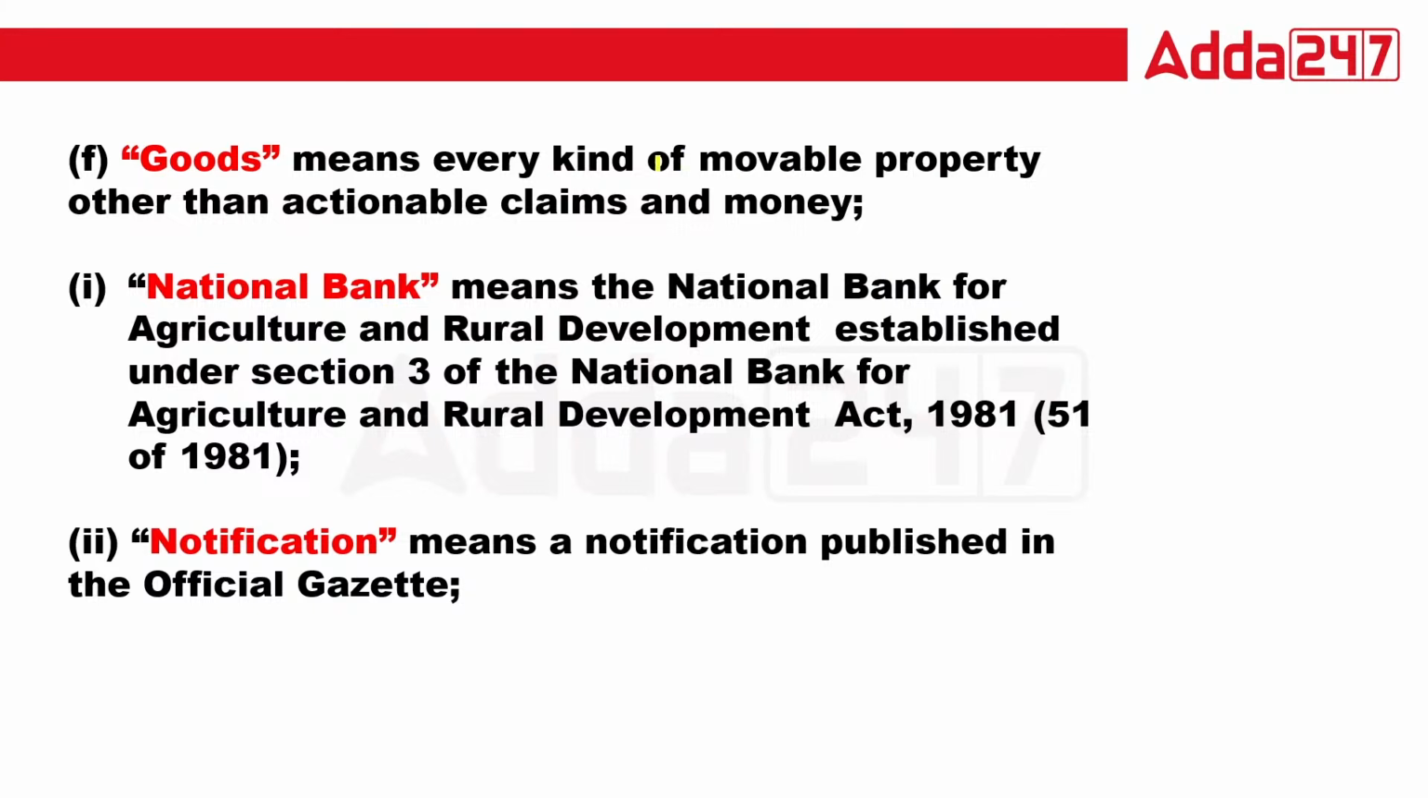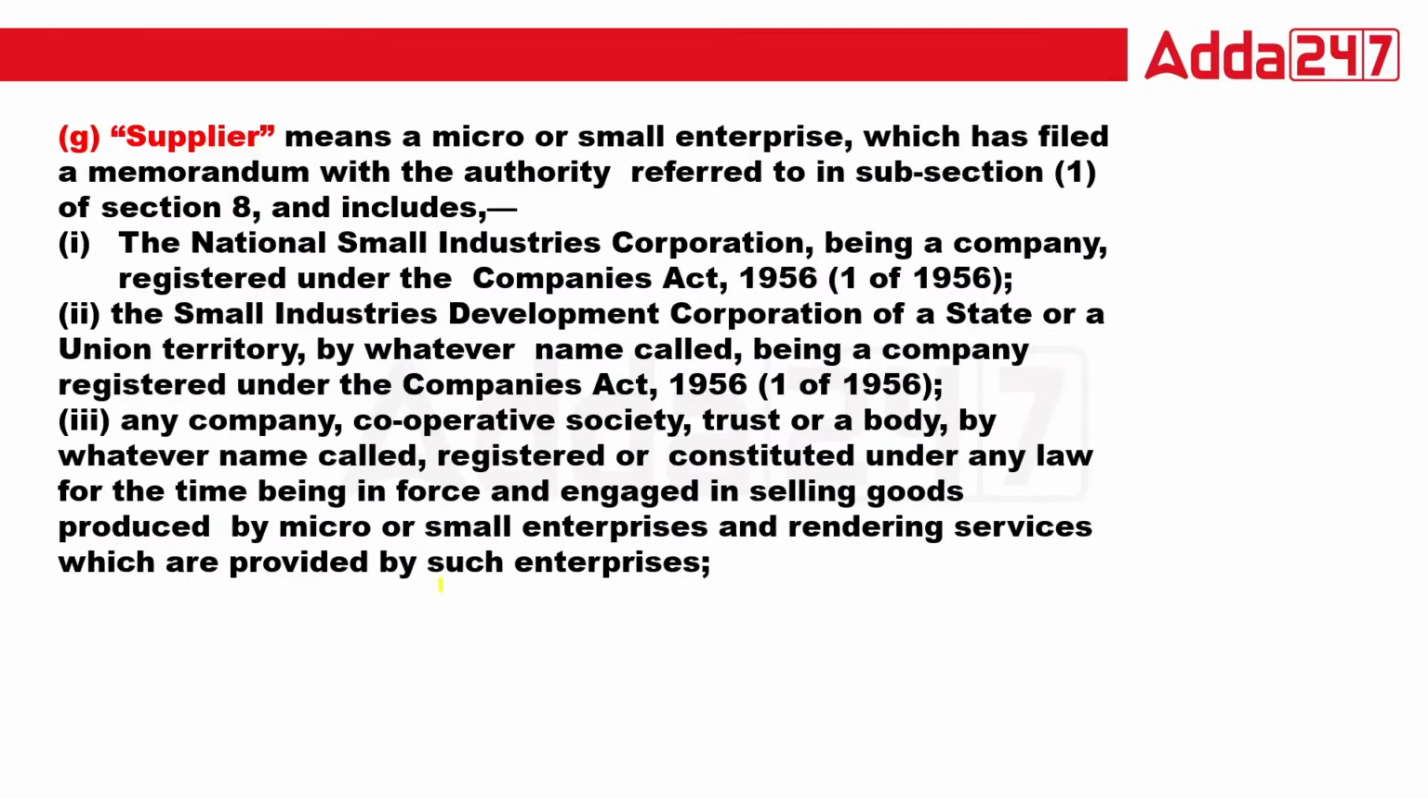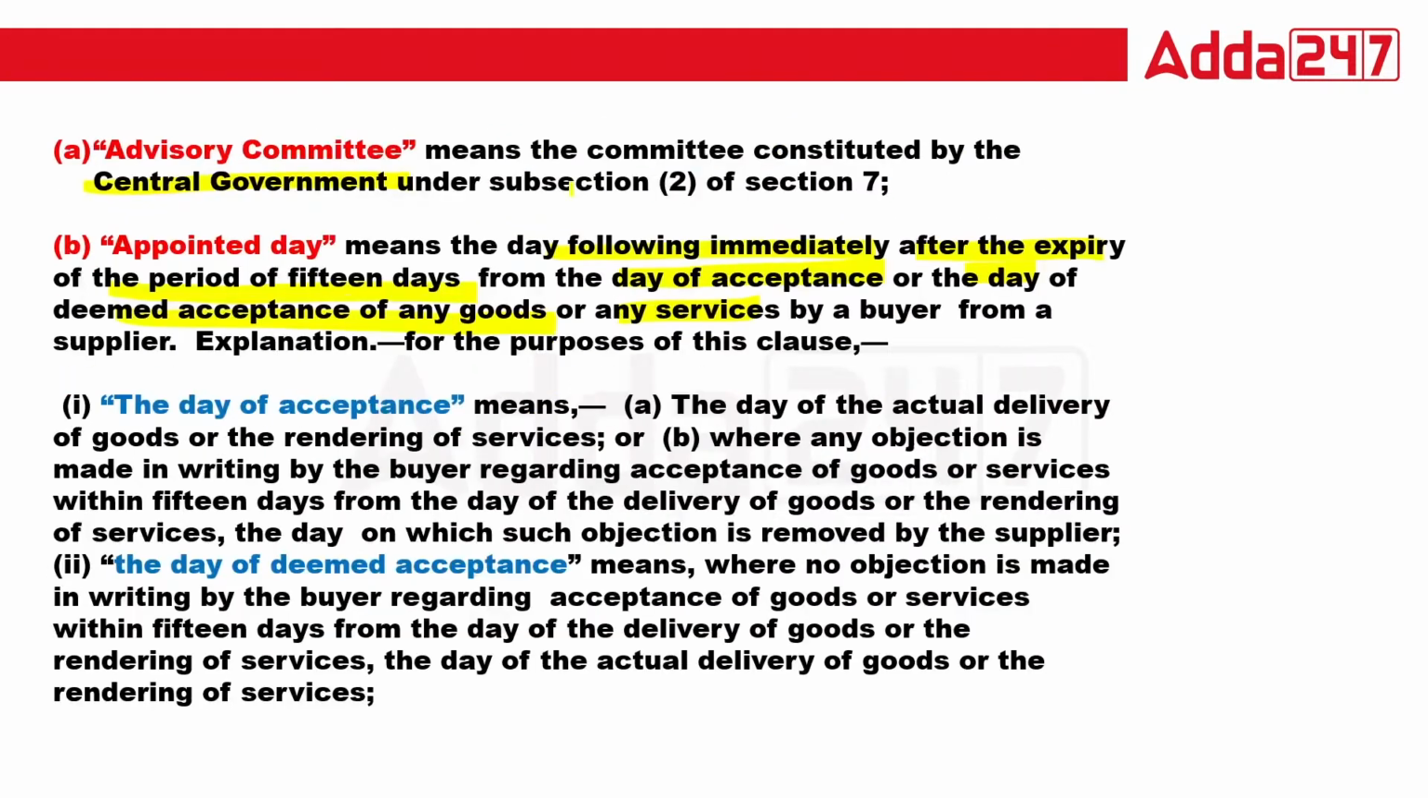Goods means every kind of movable property other than actionable claim. Then National Bank for Agriculture and Rural Development, and notification means published in the official gazette. Supplier is a micro or small enterprise which has filed a memorandum with the authority. Not important. These definitions are not important. Okay.